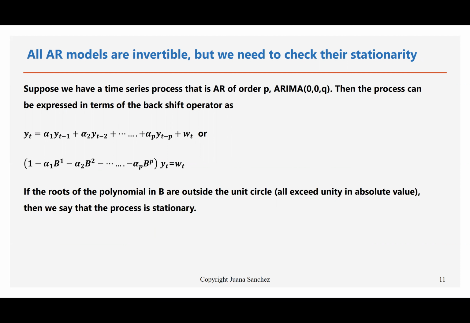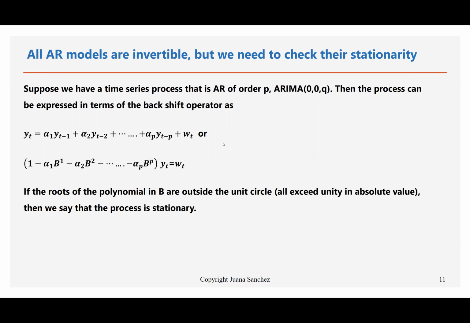AR models are always invertible. Of course, they can always be expressed as an AR model of infinite number of terms by just substituting each Y of t minus 1 and so on. But we need to check their stationarity. So suppose we have an AR process, an AR model of order p, a model in which we did not difference. Then the model can be expressed as Y_t equals alpha 1 Y_{t-1} plus alpha 2 Y_{t-2}, and so on. But you can also write it in polynomial form. So we can write it as 1 minus alpha 1 B minus alpha 2 B squared, and then multiply by Y_t.